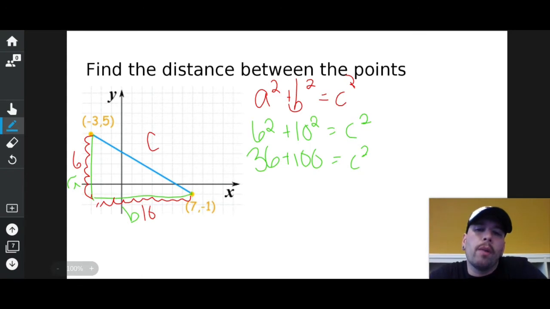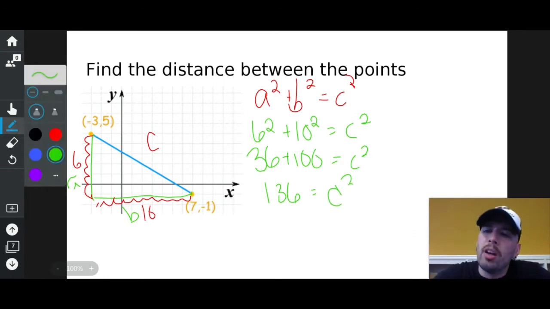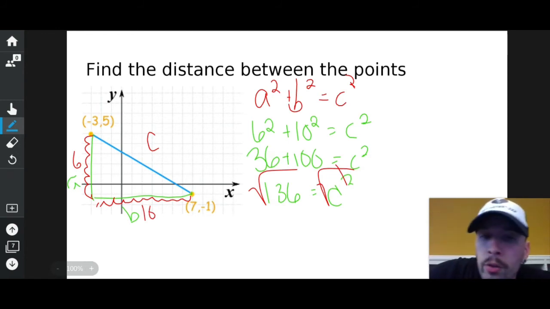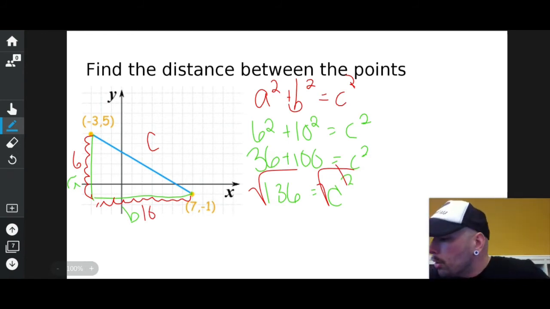Right next to each other, I have 36 plus 100, so let's add them. Is C all by itself? No. What's in the way? Squared. How do I get rid of squared? Square root it. I don't know what the square root of 136 is, but I know it's less than 12. What's the square root of 136?